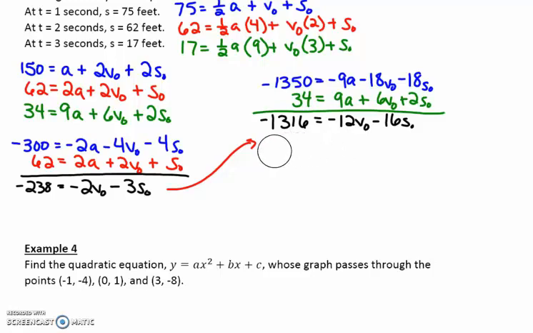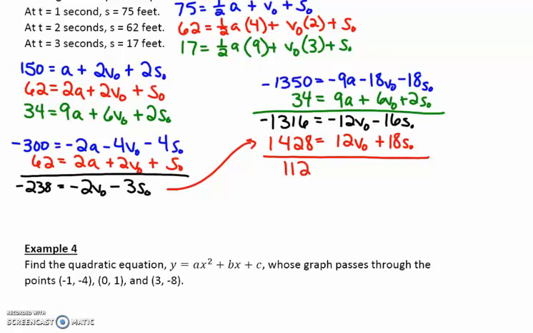And actually, while I bring it up, I am going to multiply by -6. So that gives me 1,428. And then that makes this a positive 12. That's why I'm multiplying by -6, so I can get those to cancel out. And this becomes a positive 18s sub 0. So then when we add those, we get 112 equals 2s sub 0 because our v's cancel out. So when we divide both sides, we know that s sub 0 is 56.